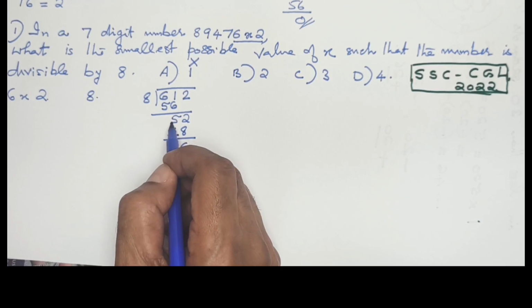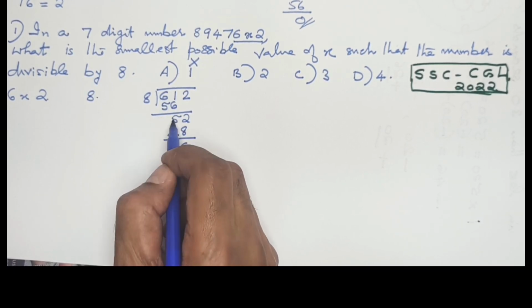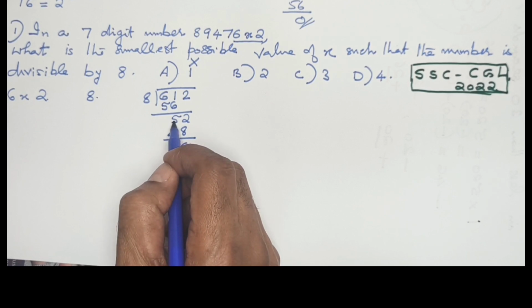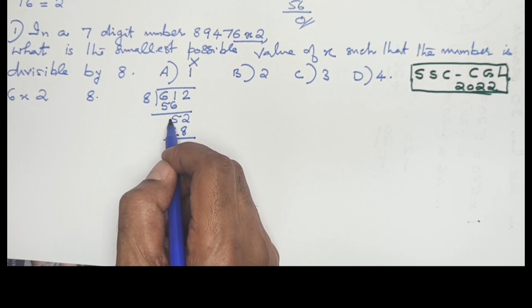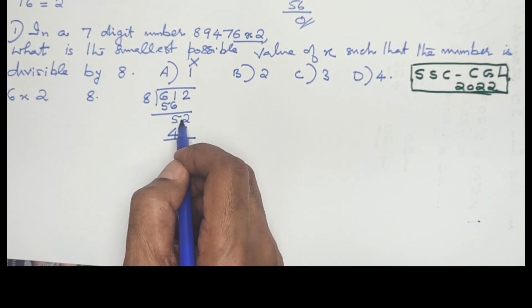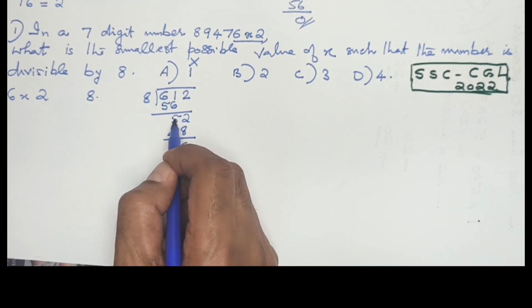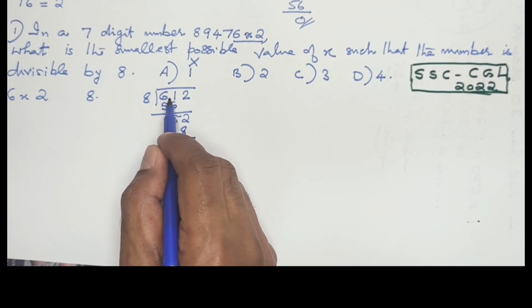Supposing you get 62 for the next higher value, putting x equal to 2, you will be getting 62 here. 62 is also not a multiple of 8. So what about the next number? 72. 72 is clearly a multiple of 8. And to get 72, what number should you write here? You should write 3 here.